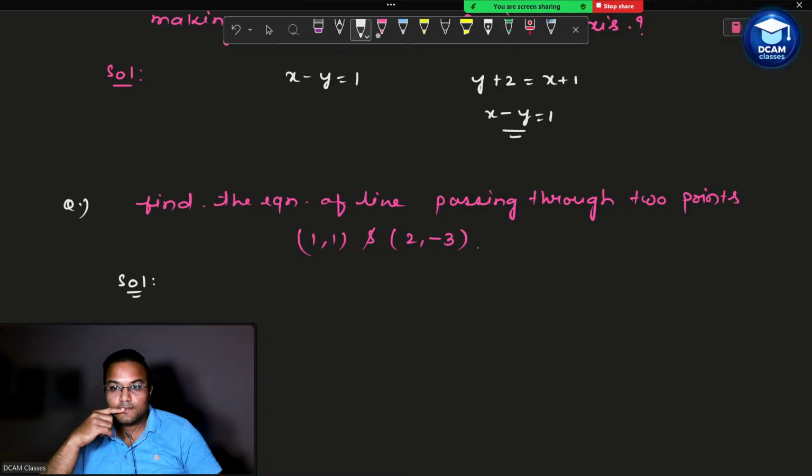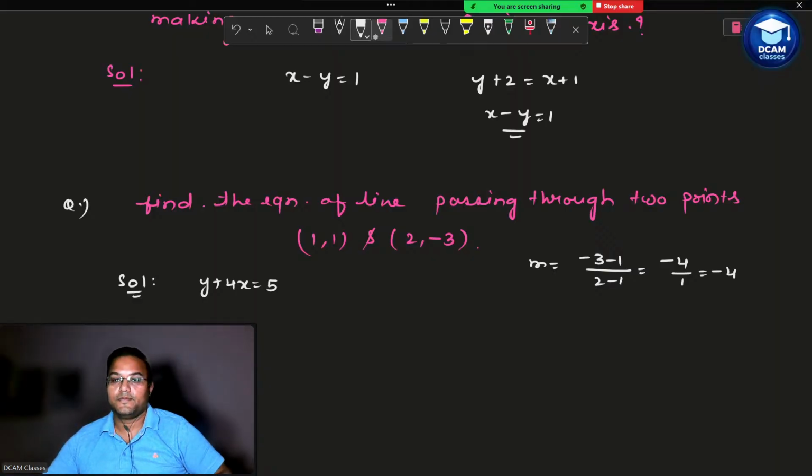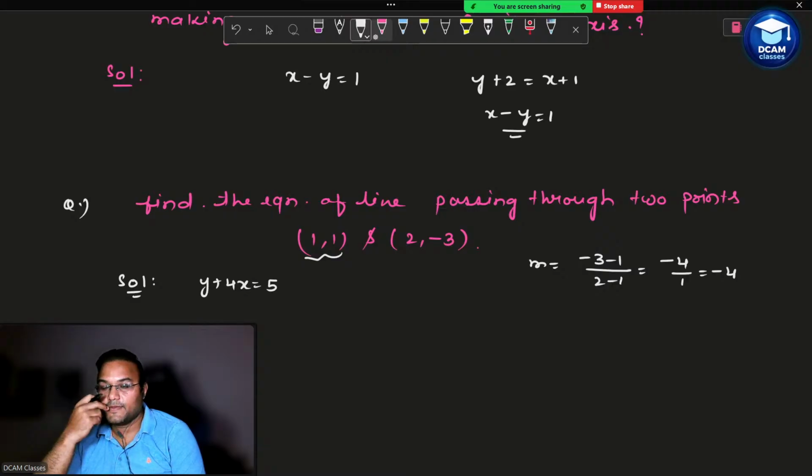Sir, the equation is y plus 4x equals 5. Let me check. What about you, Venkatesh? Are you getting something? Acha, tell me, how did you do? Sir, I first found the slope by the formula y2 minus y1 over x2 minus x1. Very good. And then I took an assumed point: y minus 1 is equals to minus 4 into x minus 1. Correct. And later I solved it.